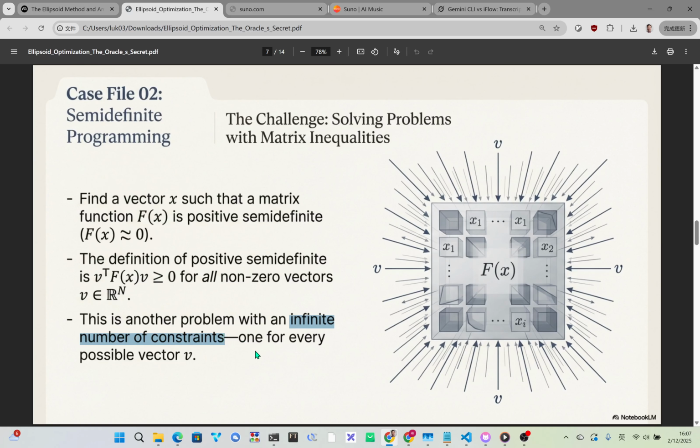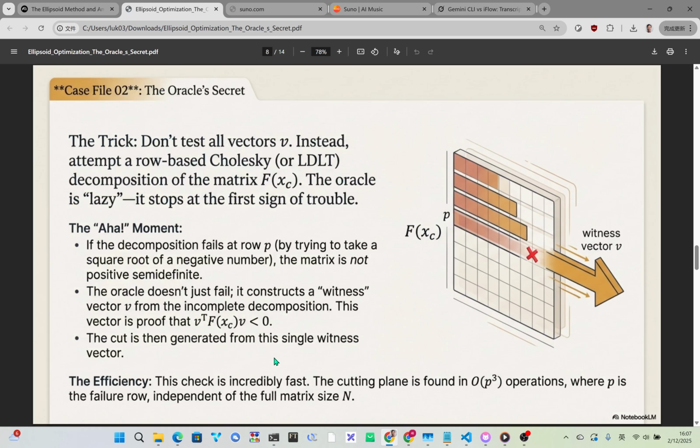It's incredibly subtle. It uses what you could call a lazy decomposition check. It tries to do a standard matrix decomposition, like a Cholesky or LDL^T decomposition, on the matrix F(x). What's a good analogy for that decomposition process? Think of it like peeling an onion, layer by layer. The decomposition checks the structural integrity of the matrix. If the matrix is good, if it's positive semi-definite, the whole onion peels cleanly. But the oracle is lazy. It stops at the very first sign of trouble, the first rotten layer. The moment the process would require, say, taking the square root of a negative number, that's the one.